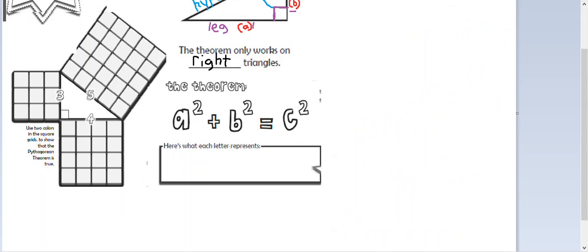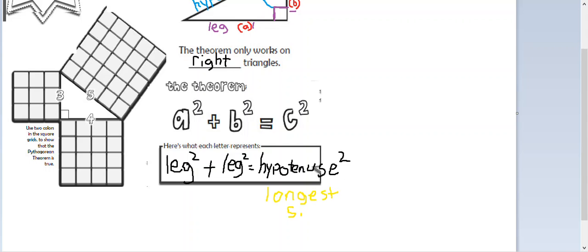And the theorem is a squared plus b squared equals c squared. So what that means is one leg squared plus the other leg squared equals the hypotenuse squared. And the hypotenuse is the longest side. So that means if we take the square of the 2 shorter sides, it will tell us the length of the longest side.